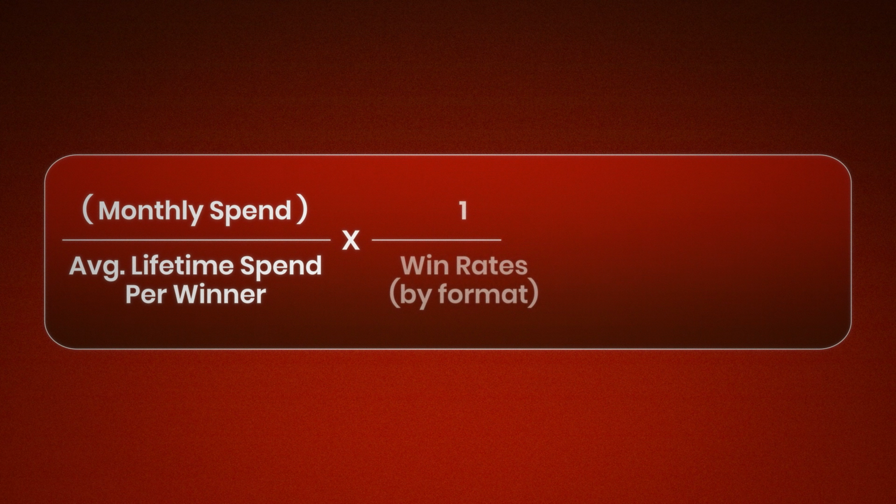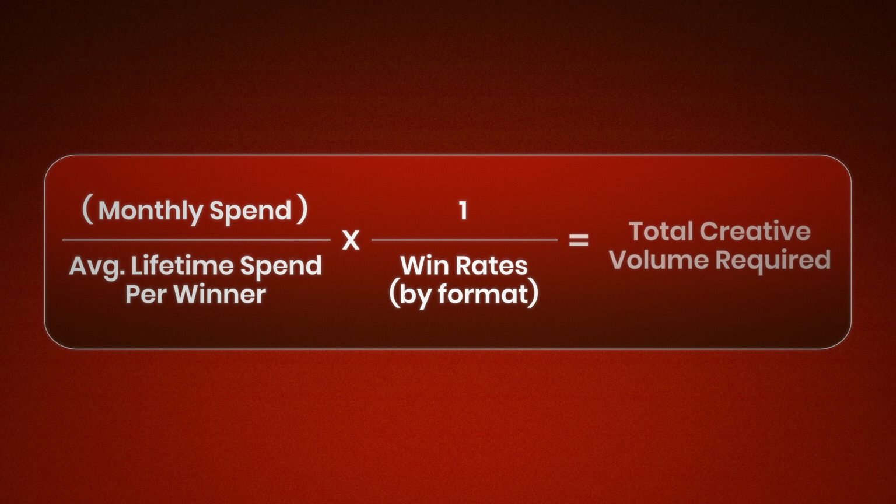Well, here's our formula. You're gonna start with your monthly ad spend, divide that by the average lifetime spend per winner, meaning how much a winning ad can profitably sustain before it fatigues. That gives you the number of testing winners you need that month. Then you're gonna divide that by your win rate for that format. That tells you the exact total creative volume you need to produce to find those winners. So the full formula is monthly spend divided by average lifetime spend per winner divided by your win rate by format equals total creative volume required.